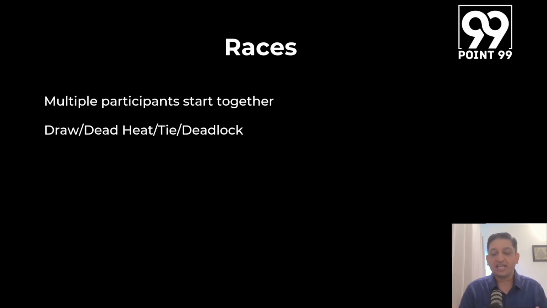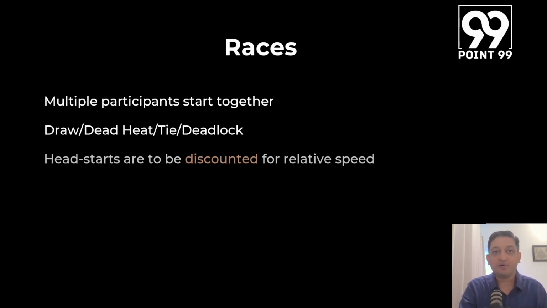Now what can happen here is everyone might start at the same time and end the race at the same time, or they might start at different points in time. Head starts are what the different points in time concept looks like. So let's say you are racing against your kid cousin, kid brother or kid sister. You would not want to overpower them and start winning right from the start. So you will give them an advantage, meaning you will allow them to start a bit earlier and then you will start the race. That is basically the concept of head start, and they have to be discounted for relative speed.